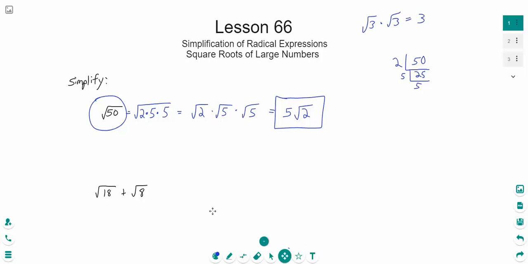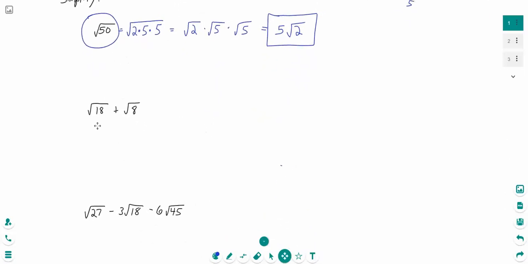Same process, but just larger expressions. So if I have the square root of 18 and I'm adding that to the square root of 8, obviously I can't add these like we did in a previous lesson where we had things like the square root of 3 plus 4 times the square root of 3. Remember, we treated the root as a variable, and we said, well, this has the same root, it's both the square root of 3, so I can add the coefficients. So the square root of 3 plus 4 times the square root of 3 is equal to 5 times the square root of 3. Hopefully you remember doing that.